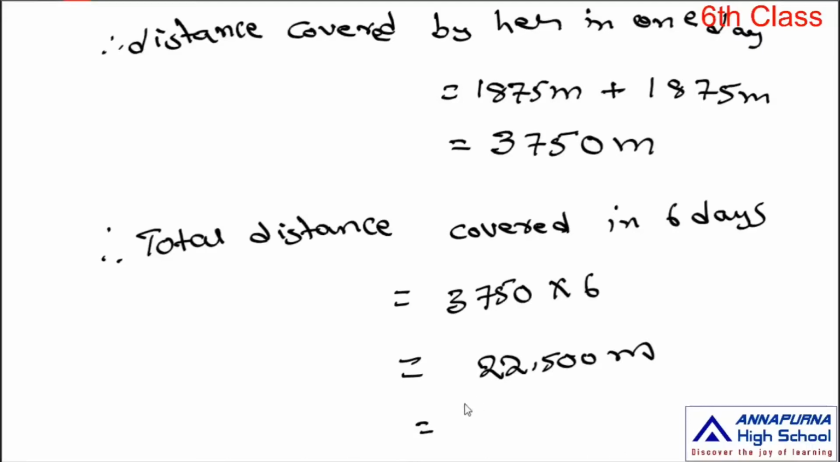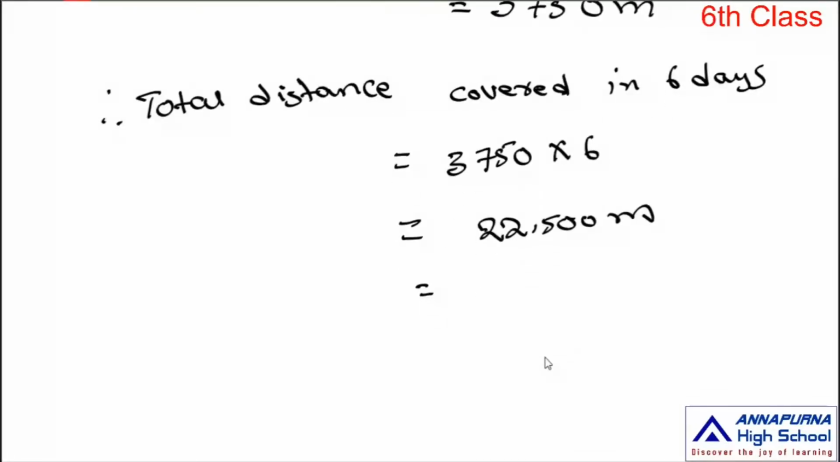Total distance covered by her in 6 days is 22,500 meters. Write in kilometers. 22,000 means 22 kilometers and 500 meters. This is the solution.